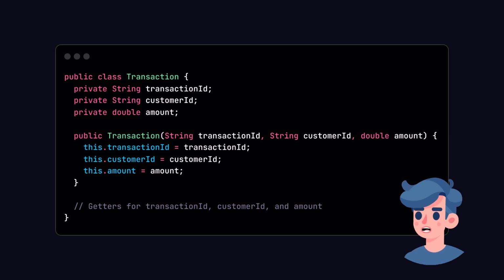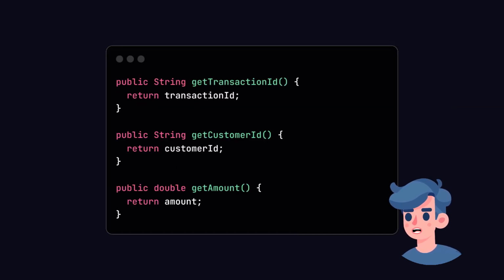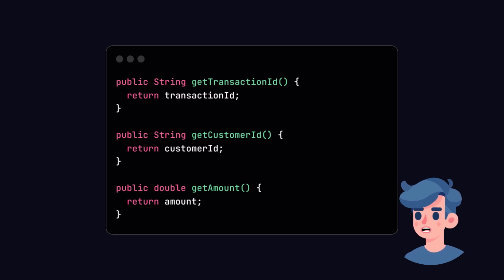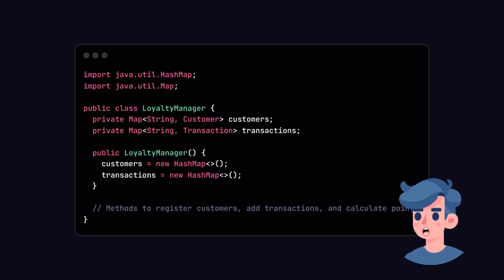A transaction will represent a purchase made by the customer, and points will be awarded based on the transaction value. Let's set this up. The transaction class includes a transaction ID, a customer ID to identify which customer made the purchase, and the transaction amount. We will add getters for these fields next. At this point, we have our customer and transaction classes set up.